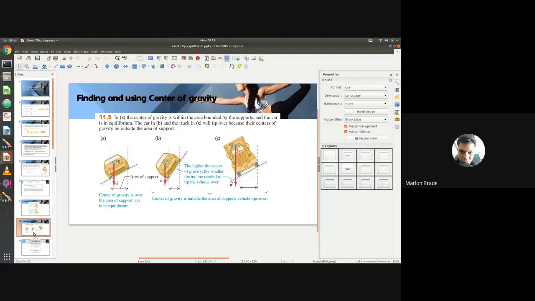Yes, sir. When can we say that the center of mass and center of gravity are in the same position? Hello. When can we say that the center of mass and the center of gravity are equal?